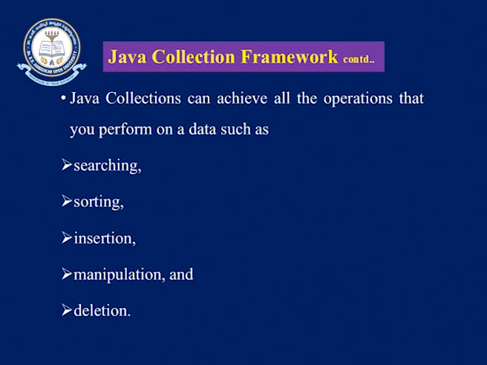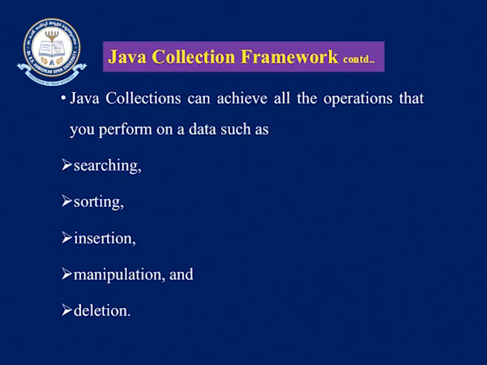Java collections can achieve all the operations that you perform on data, such as searching. In simple terms, you can do different types of operations on collections. For example, searching. Let us say I have 10 elements and I am trying to search for one of those elements. That process is generally called searching. You can implement the searching operation with the help of the collection framework.